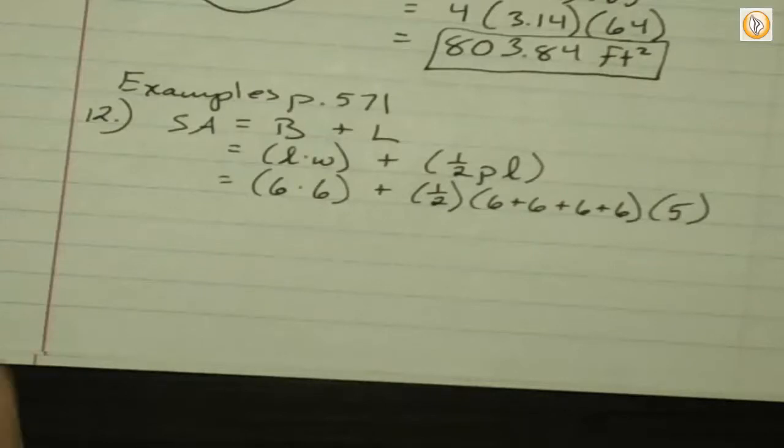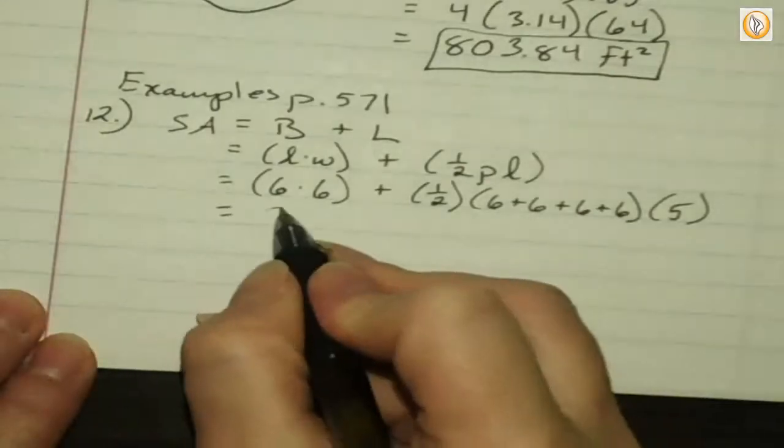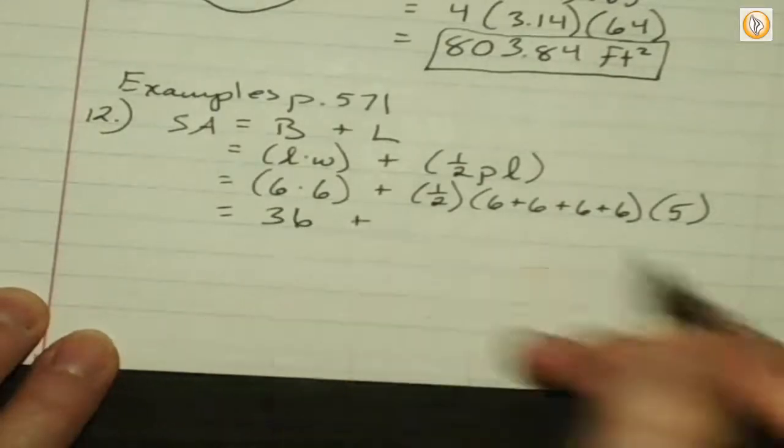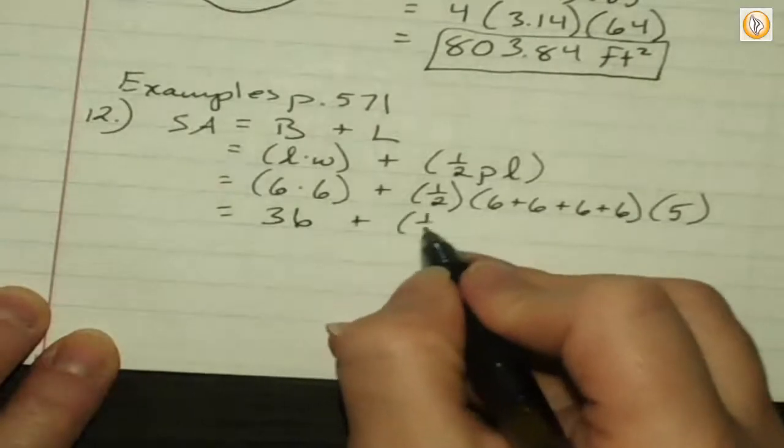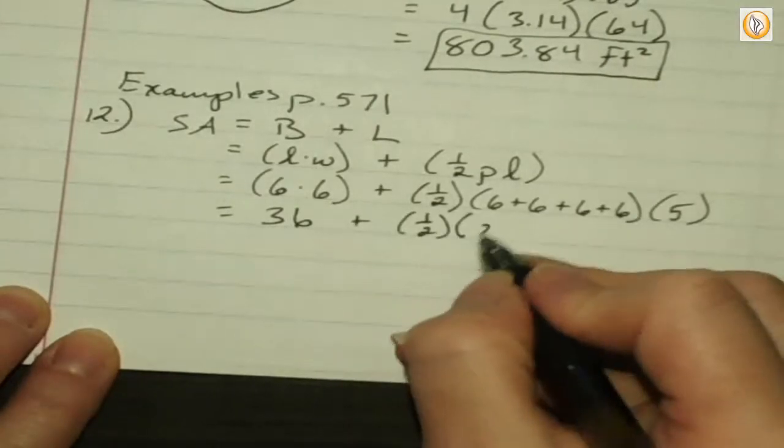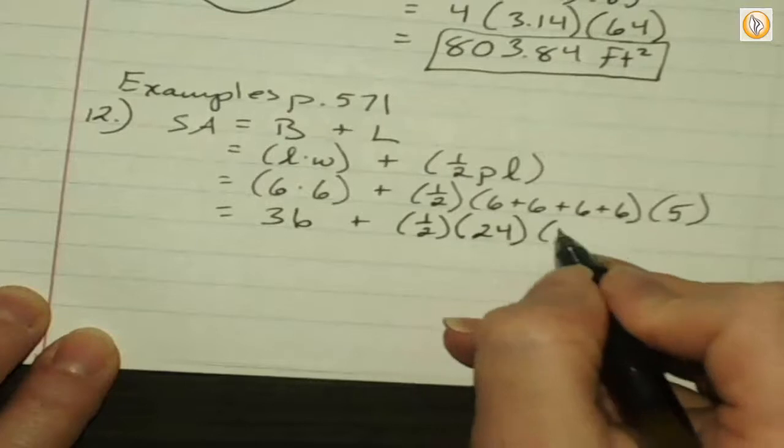All right, so now you start calculating. Hopefully you're calculating. And we get 36 plus 1/2 times 24 times 5.